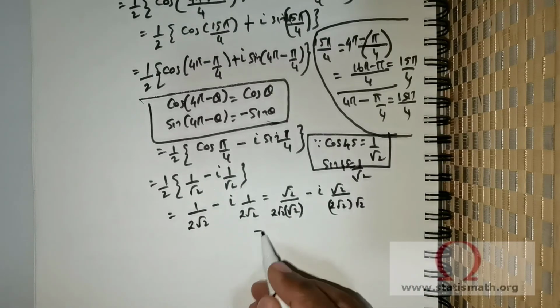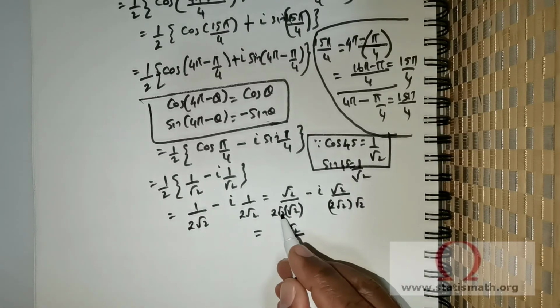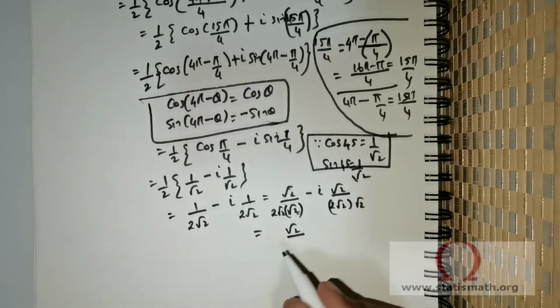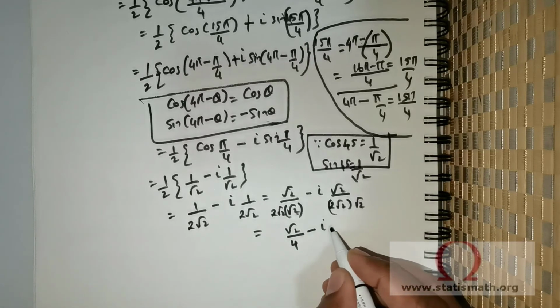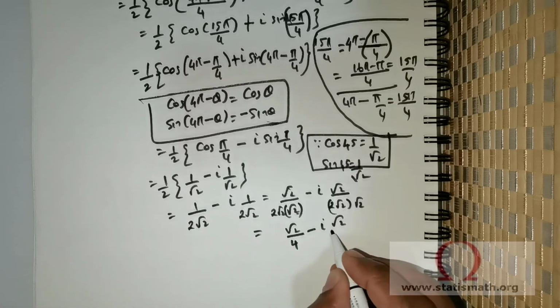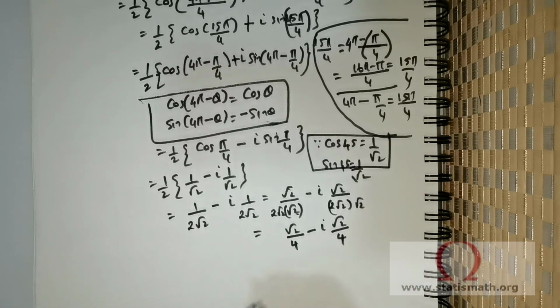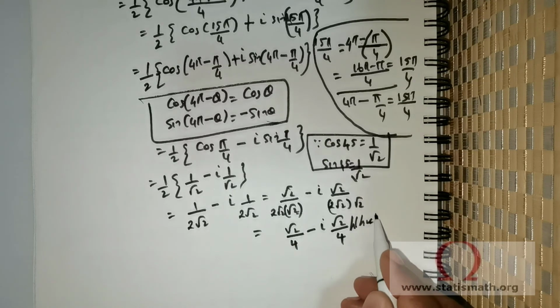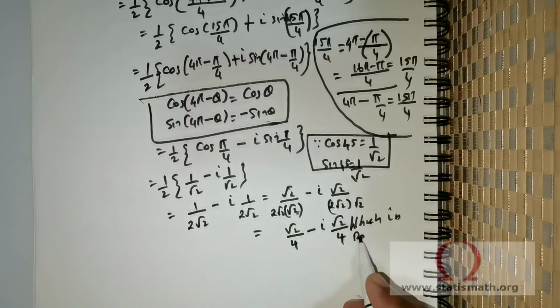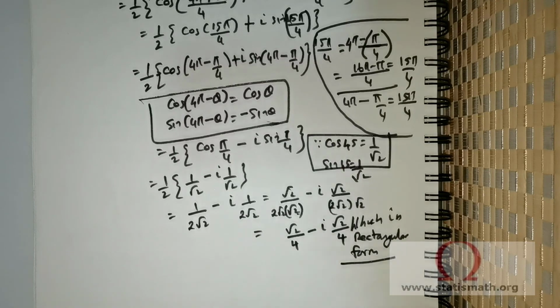So this is equal to root 2 divided by root 2 times root 2, which will give me 2, multiplied with 2 is going to be 4, minus I times the same root 2 divided by 4. So this is what I have got, which you can simply say is in rectangular form. So that completes the solution to this question.